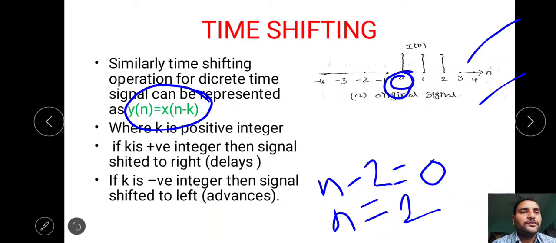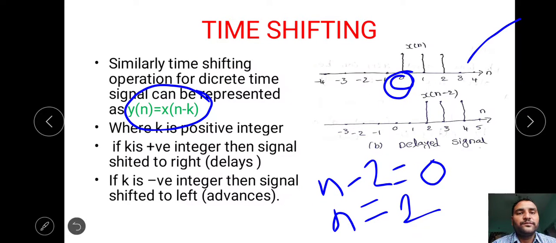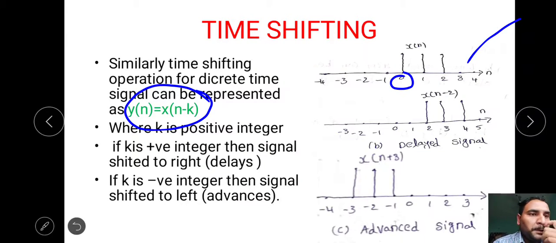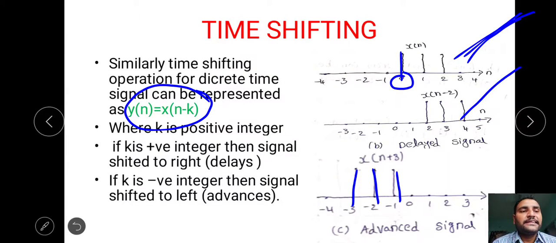Similarly, we can find n plus something. Let's see. So it is x of n plus 3. The same signal x of n is shifted to advanced, that means the left side. How can we get x of n plus 3? In a similar way, n plus 3 equal to 0, we get n equal to minus 3. That's why the signal should start from minus 3, minus 2, and so on. This is the original signal. It is the right-sided signal, and this is the left-sided signal. Right-sided means delayed signal. Left-sided means advanced signal.